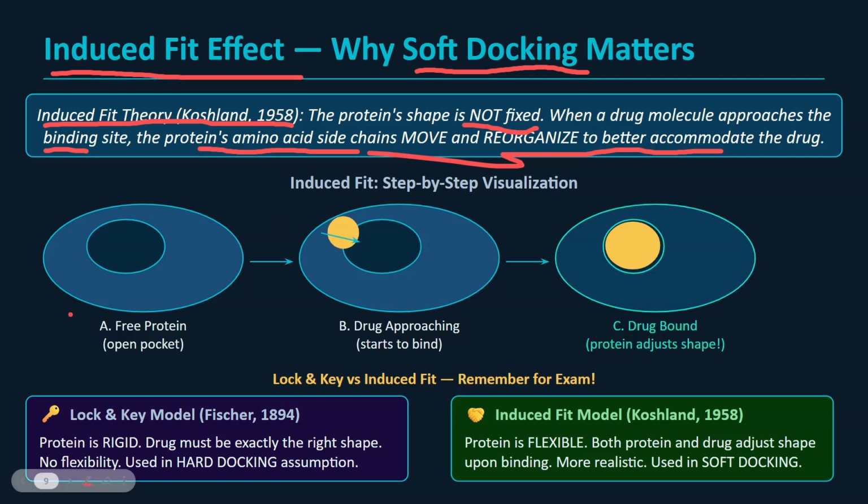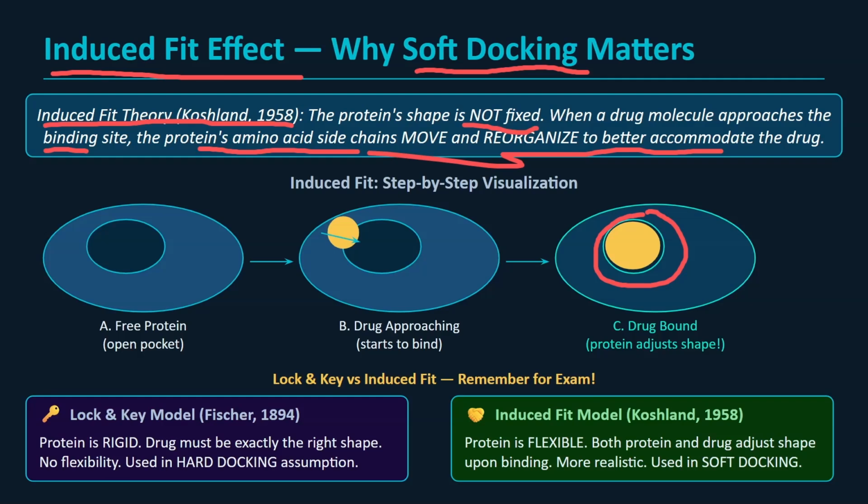So look at the diagram here. In step A, the protein's binding pocket is open and has its own shape. In step B, we can see here we have a drug-like molecule. The drug approaches and starts to enter. In step C, the protein's shape has changed. It has adjusted around the drug. This is called the induced fit effect.